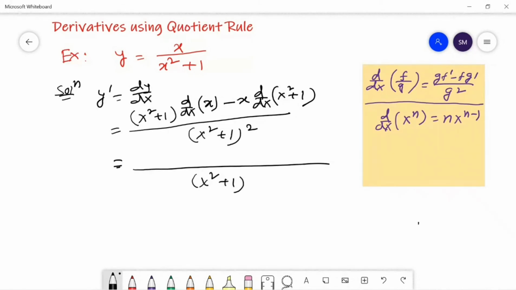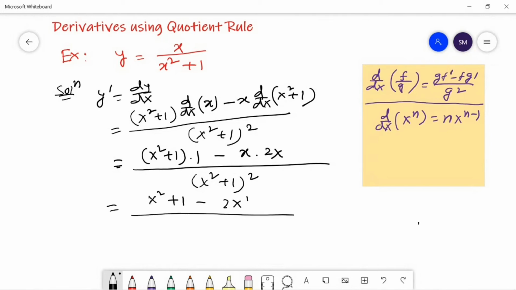So using this power rule, we have the derivative as denominator as it is, x square plus 1 whole square, x square plus 1, derivative of x is 1, minus x, derivative of x square plus 1 will be 2x. Then we'll simplify it and you have the final solution.